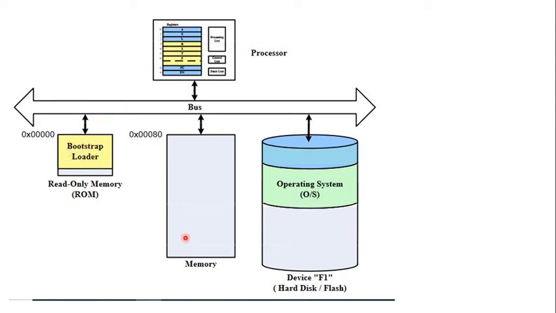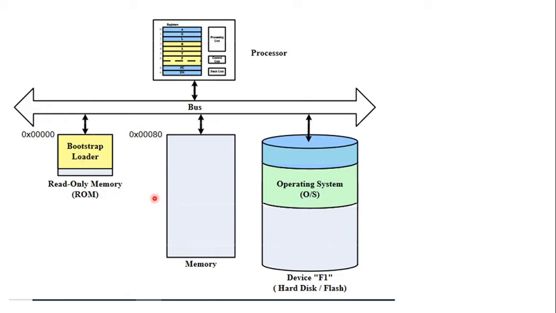Once the Bootstrap loader is occupied in the main memory from the beginning, it will start executing. But what is its functionality? Its functionality is to fetch the operating system from the hard disk device to the memory. That is the functionality of your Bootstrap loader.